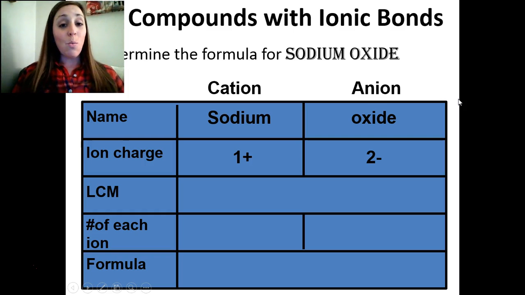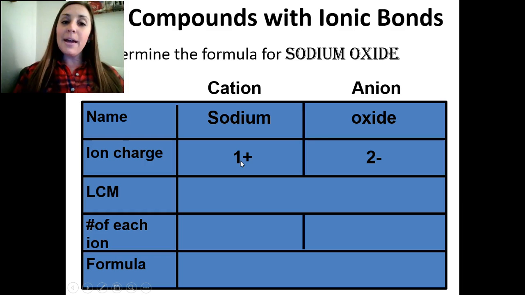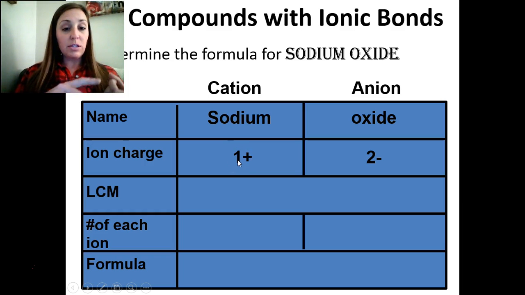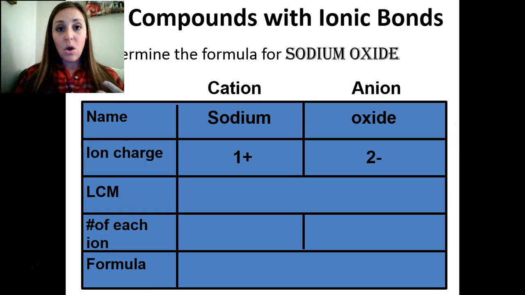Okay, did you get 1 plus for sodium and 2 minus for oxygen? Now remember, if we were just writing this, we wouldn't put a 1 here, we would just put a plus sign, but for the chart I like to put a 1. Then right here in my chart I say LCM, which is least common multiple. If I take 1 and I do the multiples, it's going to be 1, 2, 3, 4, 5. If I do 2, and I'm not looking at the negative sign, I'm just looking at the number 2, what are the multiples of 2? 2, 4, 6, 8. Well, which of those is the same on both lists, but the smallest? And that number is 2. So this is what I'm going for, the least common multiple.